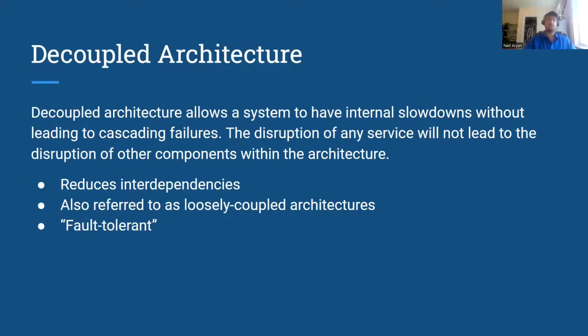What we want is decoupled architecture, which is a type of architecture in which one internal slowdown doesn't mean everything else needs to slow down. This reduces interdependencies, and this also makes us fault tolerant, which means that if there's one issue arising in one certain area, that doesn't destroy the entire architecture and the application can still run smoothly. It's also sometimes referred to as a loosely coupled architecture, but they're interchangeable.